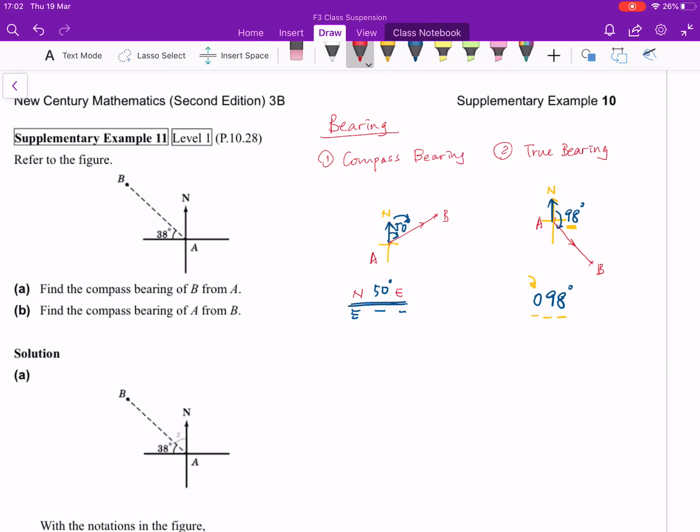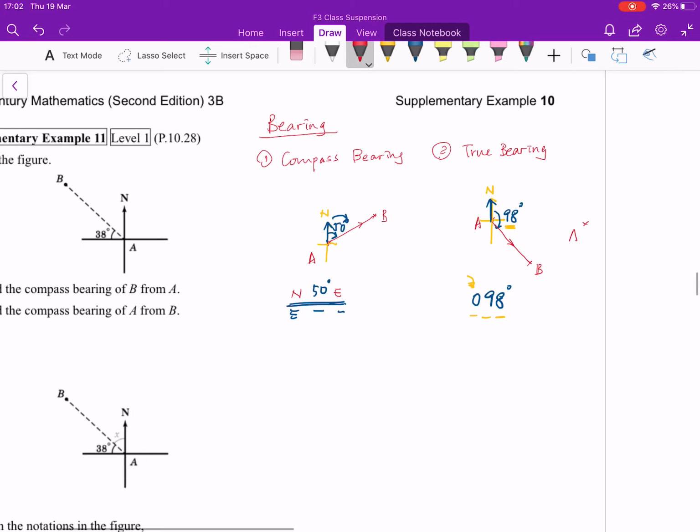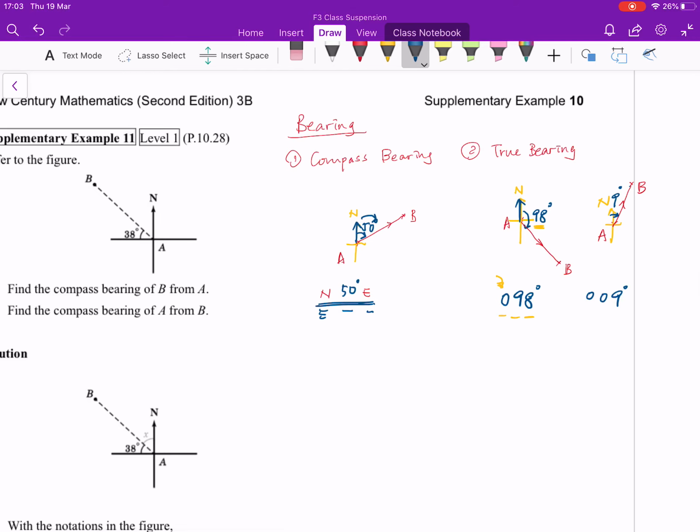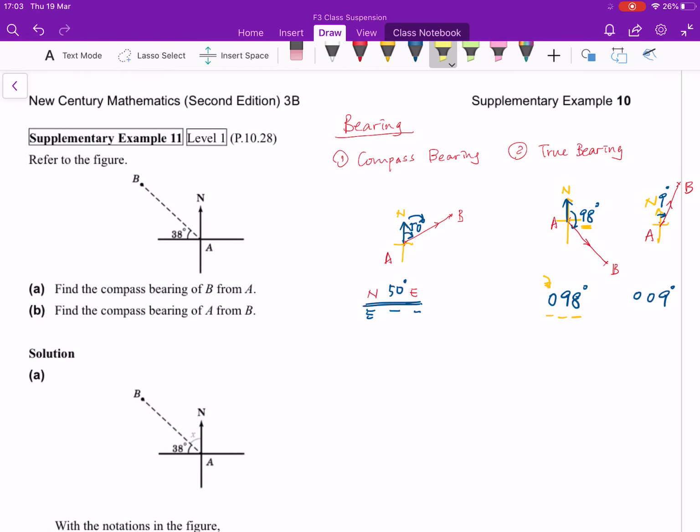So for example, if next time A is here and you are standing at A, you look at B, B is somewhere here. So draw the cross, and this time you only need to turn, let's say, 9 degrees to look at B from N. Then your true bearing will be 9 degrees with 2 more zeros before it, that is 009. So this is true bearing and compass bearing. So let's look at this simple example.